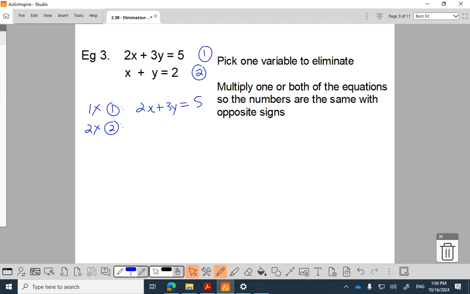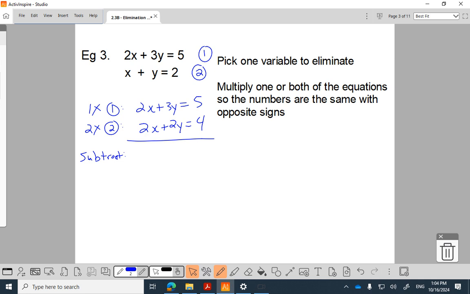Yeah? Because watch what happens when I multiply by 2. I get 2x plus 2y equals 4. Do the variables match up now? Yes. Now, what's going to work here? Let's really think about this. If I add 2x and 2x, are those going to cancel? No, only subtraction will work here. And if you liked my trick I showed in the last one, multiplying it by -1, that's fine. That's a neat shortcut. But we can do it this way.